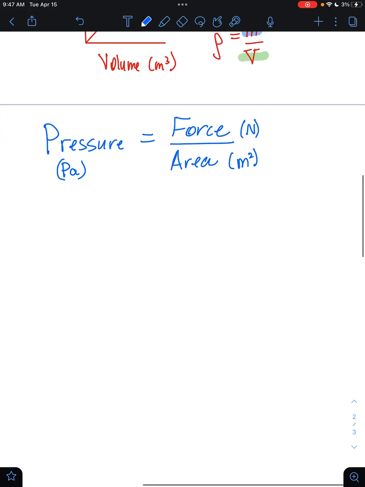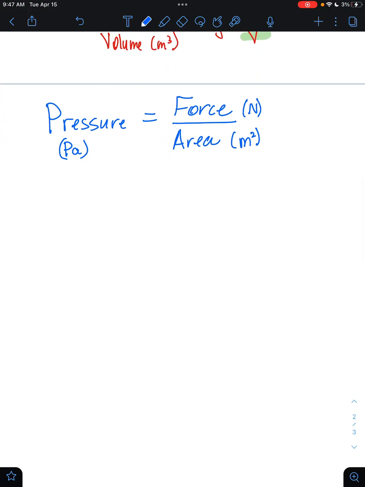We are under a lot of pressure right now. We're under what's called air pressure. When we talk about air pressure, we would say that the pressure that air exerts is equal to 1 atmosphere.